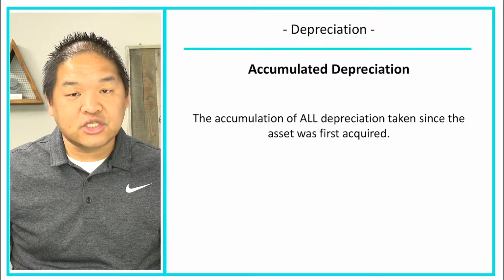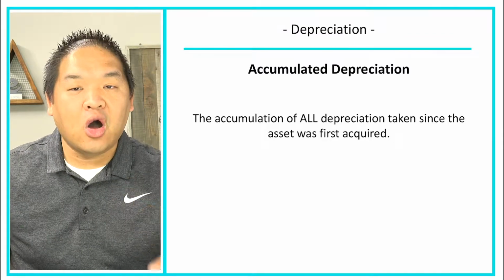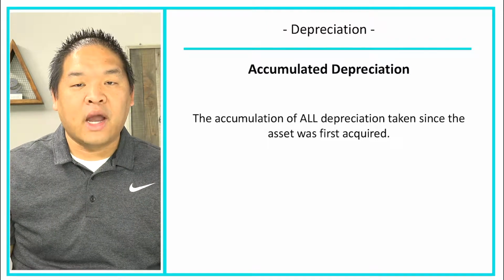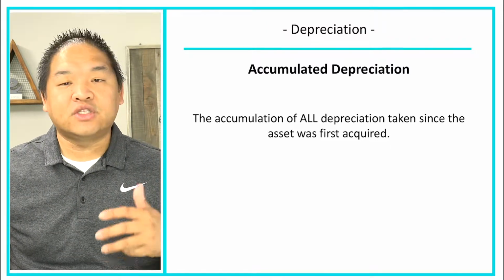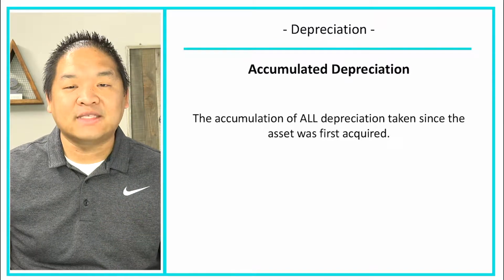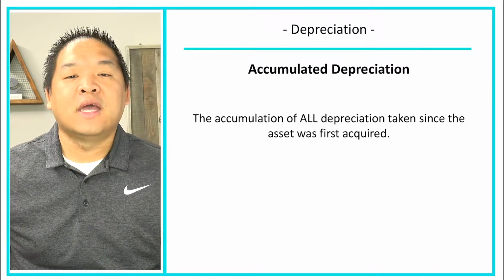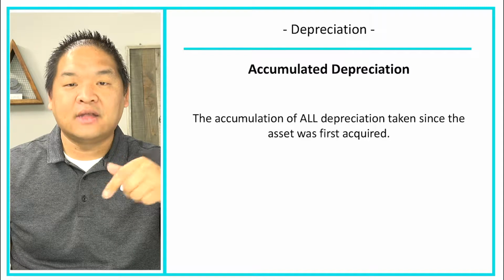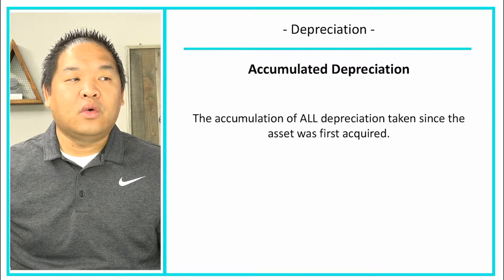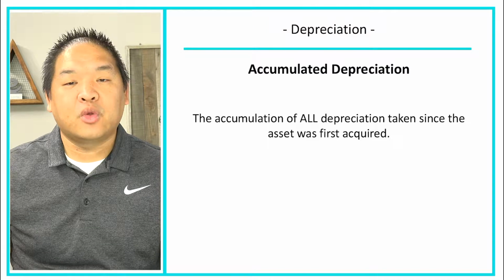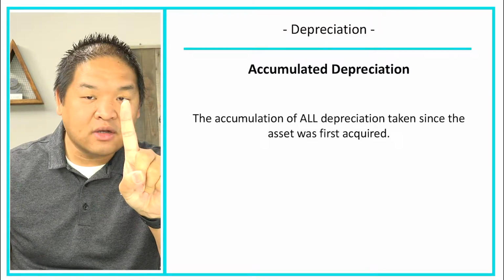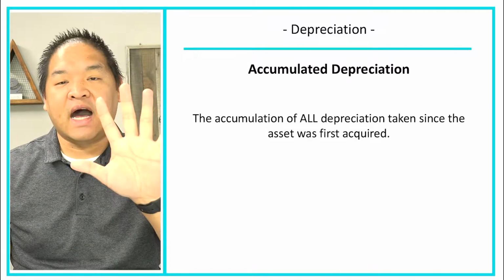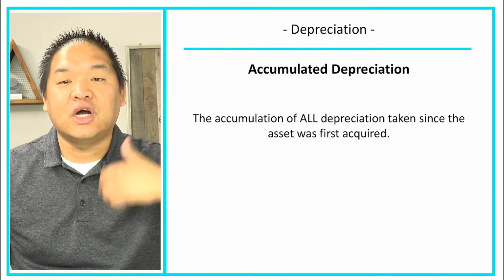So accumulated depreciation is the accumulation of all the depreciation taken since the asset was first acquired. What that really means is, let's say we started depreciating an asset over the past 5 years, and every year we depreciated $1,000. So we allocated $1,000 to every single year. What would the accumulated depreciation account be? Well, 5 years at $1,000 a year, the accumulated depreciation account for that asset would be $5,000. The accumulation of all the depreciation.